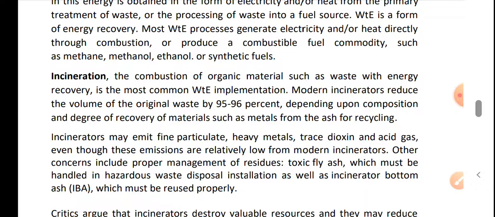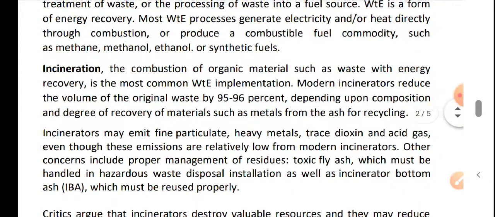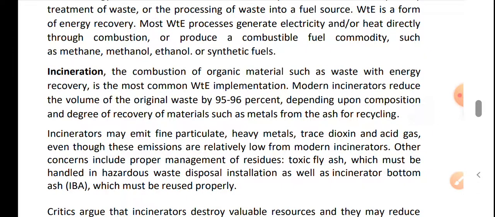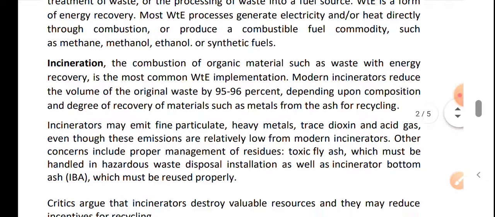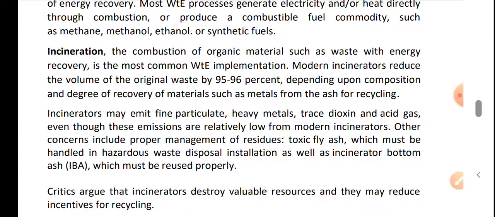And modern incinerators have a very high combustion efficiency. It's around 95 to 96% of the original waste, depending upon the composition and degree of recovery of the material. And the ash which is produced will be of very less amount.